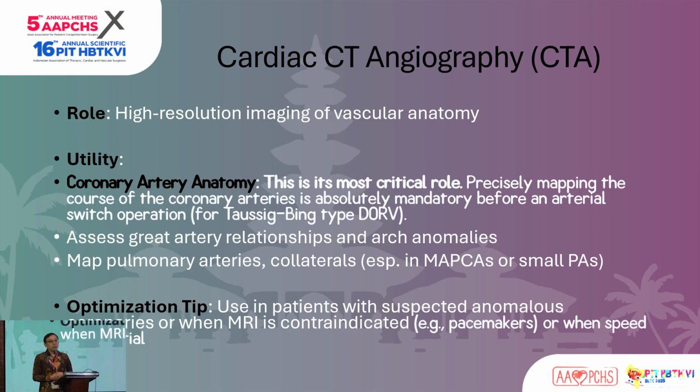Last thing that we do for DORV is actually a CT angiogram. It allows us to look at mainly the coronary anatomy. It's the most crucial. This is the CT's most crucial role. Maps out the course of the coronary anatomy, especially if there are anomalies. It assesses the great vessel relationship as well as any MAPCAs.